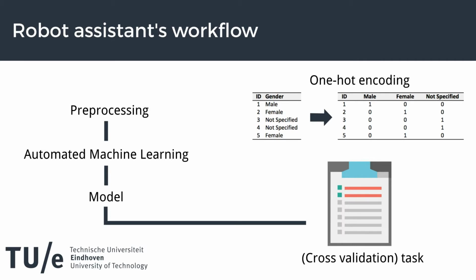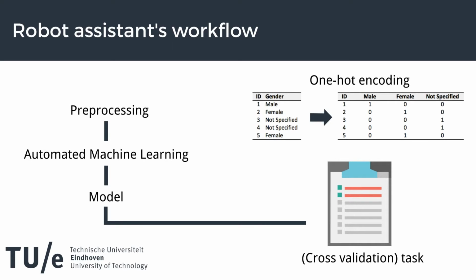The robot assistant uses a simple pre-processing pipeline to fill missing values and encode categorical values using a one-hot or one-of-a-case scheme. Via a workflow interface, it calls the automated machine learning algorithms to do their work and come up with the best results they can find within a given time span. After that, the robot assistant can start working on its task using the fitted workflow.